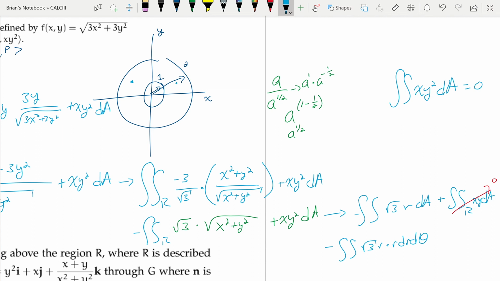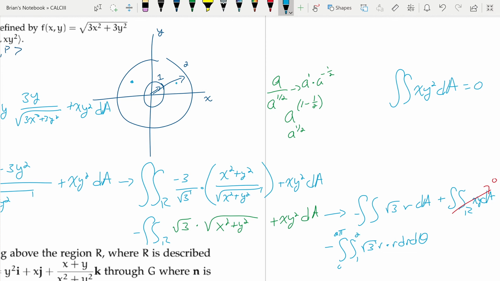All right, everyone say it out loud in your head, just to yourself. Your dog's going to be kind of weirded out. The theta bound is from 0 to 2 pi. And your r bound is from 1 to 2. So 1 to 2. Awesome.